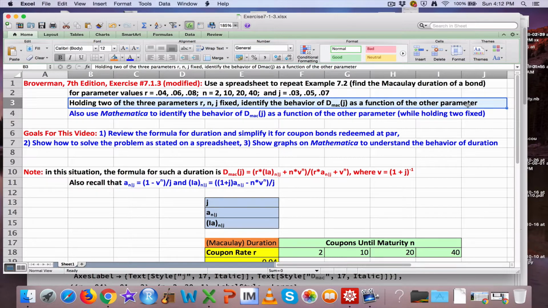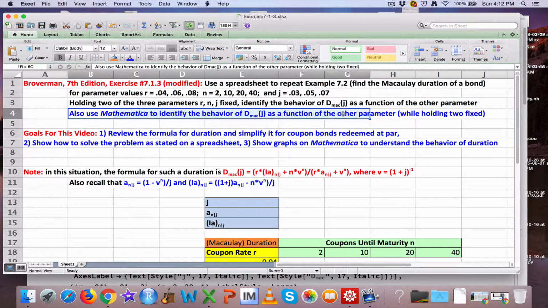I'm modifying this problem a bit. I'm adding some extra directions. I also want to use Mathematica to identify the behavior of this thing as a function of the other parameter while holding the other two fixed with graphs, actually. And we're going to see with the graphs that sometimes the behavior is what you might say unexpected.